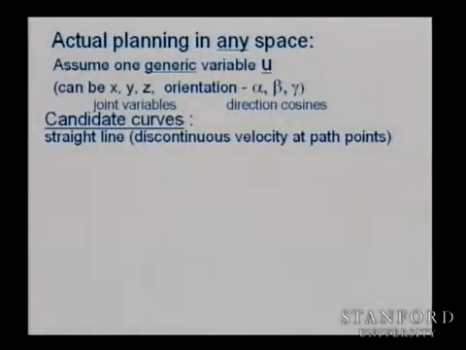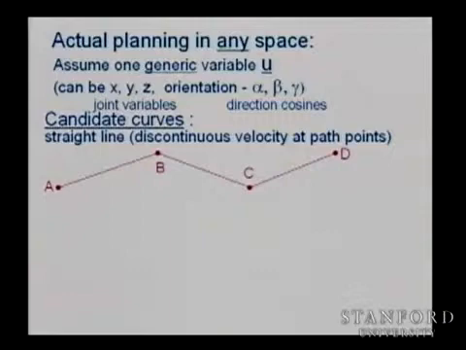Okay, we want to go from one point to another point, in any space, with one variable. What's the simplest way? A straight line, right? I go from here to there along a straight line. That's my simplest trajectory. The problem with the straight line is that we have discontinuous velocities at the path points, because a straight line only gives you basically two parameters, and you're not in control of how fast you go or of acceleration.